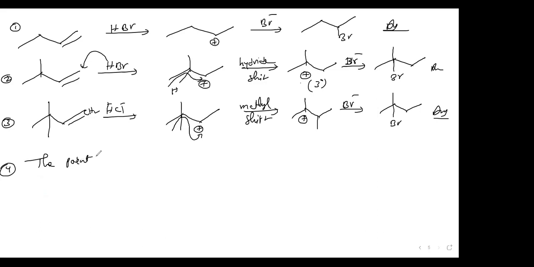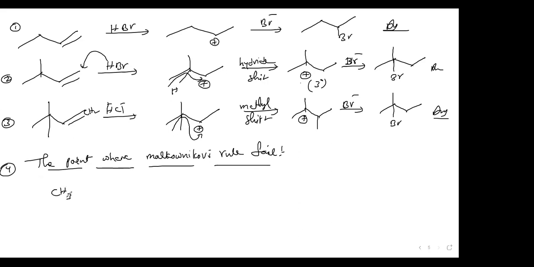The point where Markovnikov's rule fails. Let us check these points. What is that? CH3, CH double bond, CH2. In this aspect, if you apply Markovnikov's rule, we expect that it is Cl and CH3.